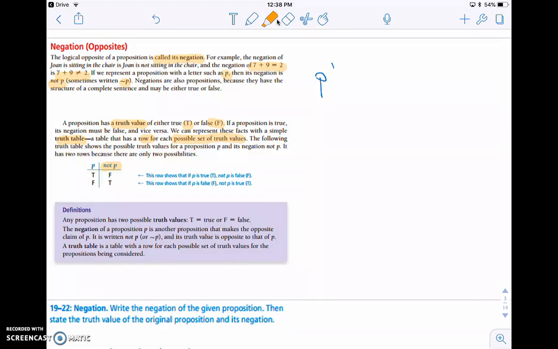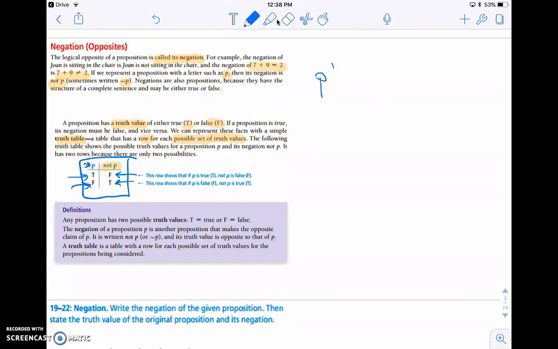And so we're going to be looking at something like this. This little table right here is a truth table. So we have the proposition P, and the first row is if P is true, then not P is false. If P is false, then not P is true. Okay, so that's how you would read the truth table.